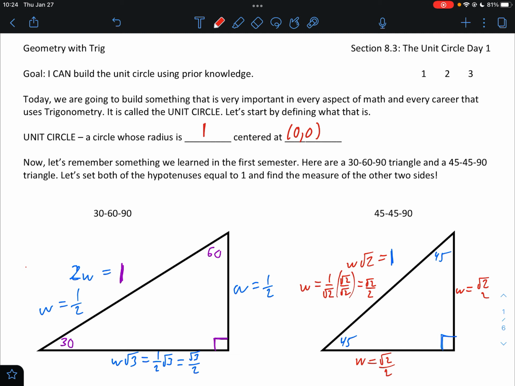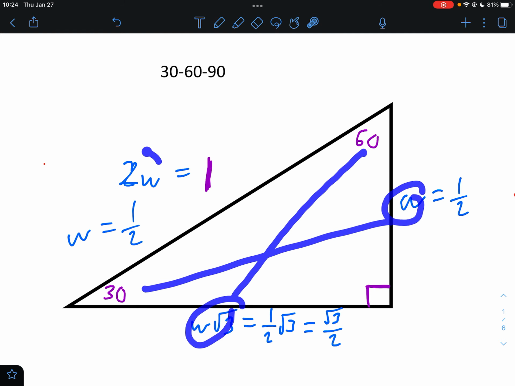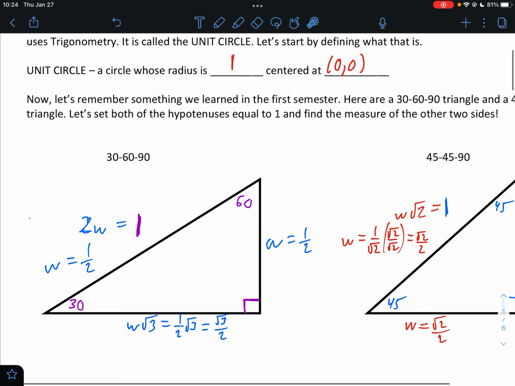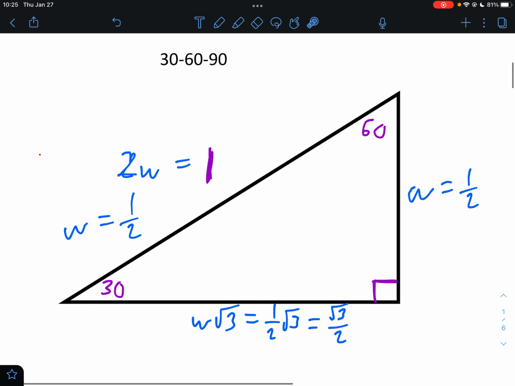Now, in order to do this, we have to remember what we learned first semester in the special right triangles unit. Okay, so we looked at 30, 60, 90s, and 45, 45, 90s in that unit. In a 30, 60, 90, if the small angle here is 30, the bigger angle is 60, and then we have a right angle here. Remember, the setup was W across from 30, W root 3 across from 60, and 2W across from 90. So what we're going to do is let the hypotenuse equal 1 and solve that for W.